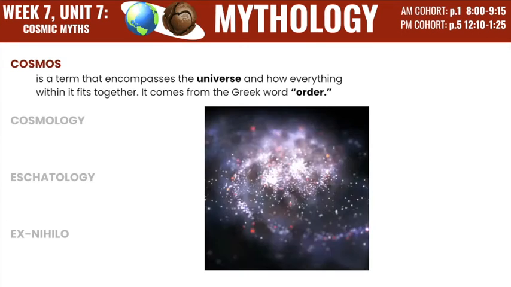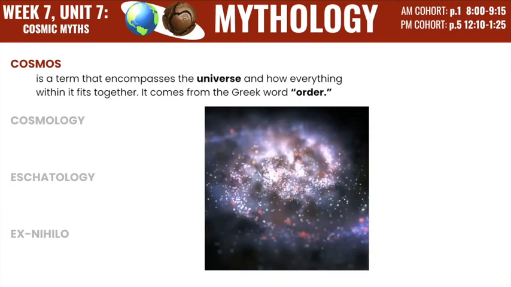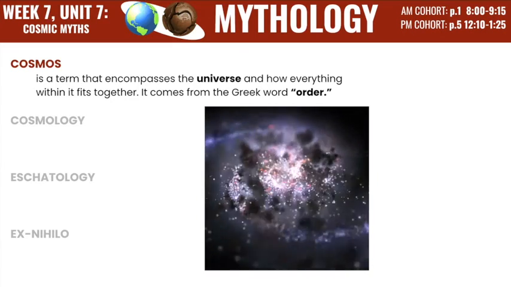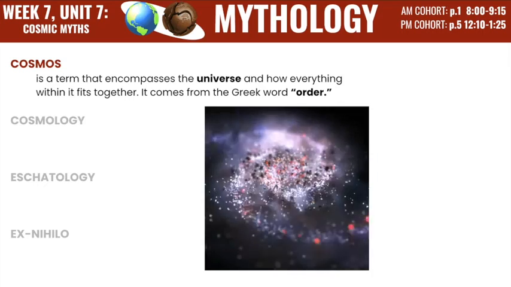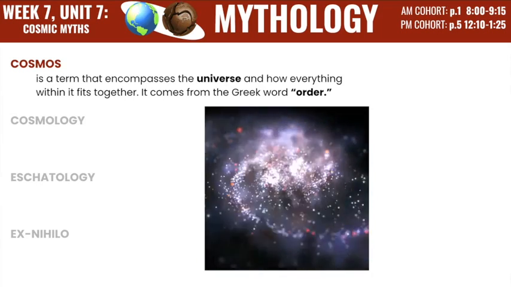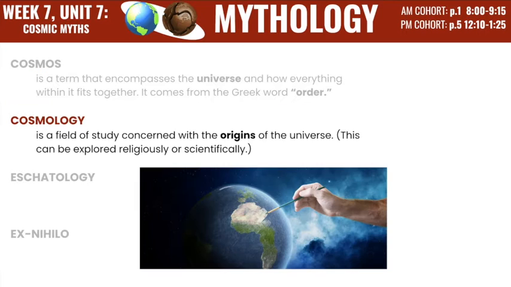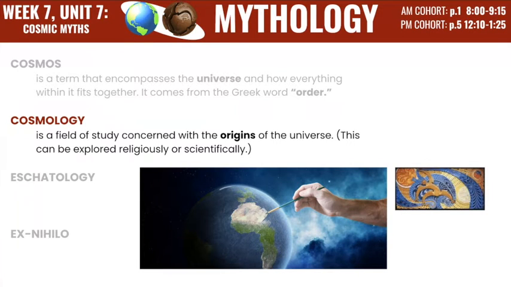Let's jump in with cosmos first. Cosmos is a term that encompasses the universe and how everything within it fits together. It comes from the Greek word for order, so it really means how all of this stuff that makes up, well, everything is organized. Cosmology, then, is a word that comes from that word cosmos. It is a field of study that's concerned with the origins of the universe, how they came to be organized the way that they are. This could be explored religiously or scientifically.